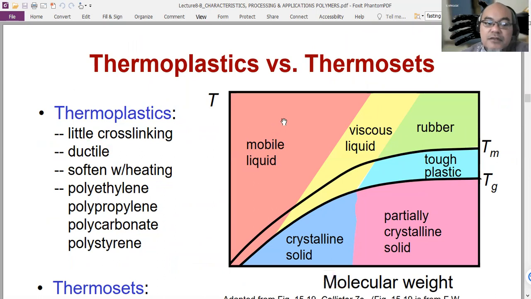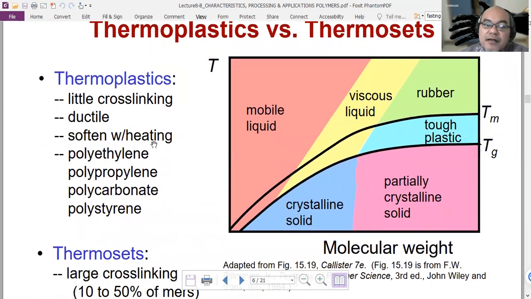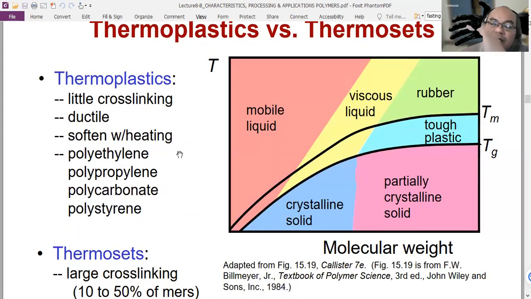So we also know thermoplastic polymer and thermoset polymer. In thermoplastic polymer, they have little cross-linking, and therefore they are ductile. They are easy to form, easy to deform, to make various shapes. Most of the plastic that we see in daily life and use, those plastic bottles, plates, spoons, etc., are made from thermoplastic material. This plastic also softens with heating. Some examples are polyethylene, polypropylene, polycarbonate, and polystyrene.